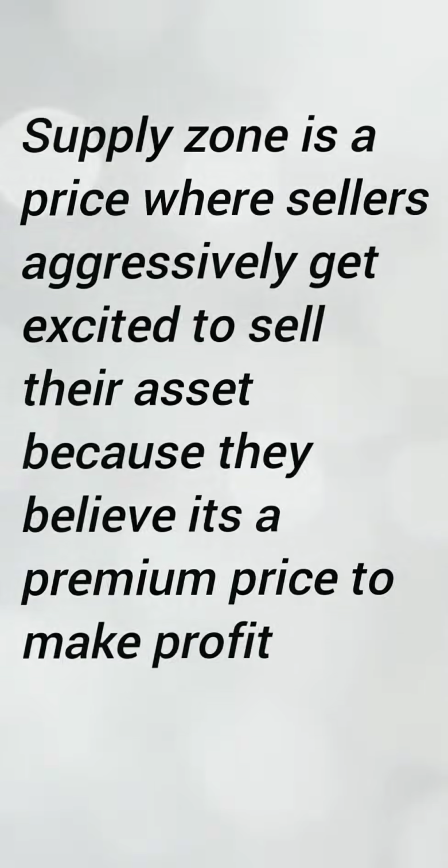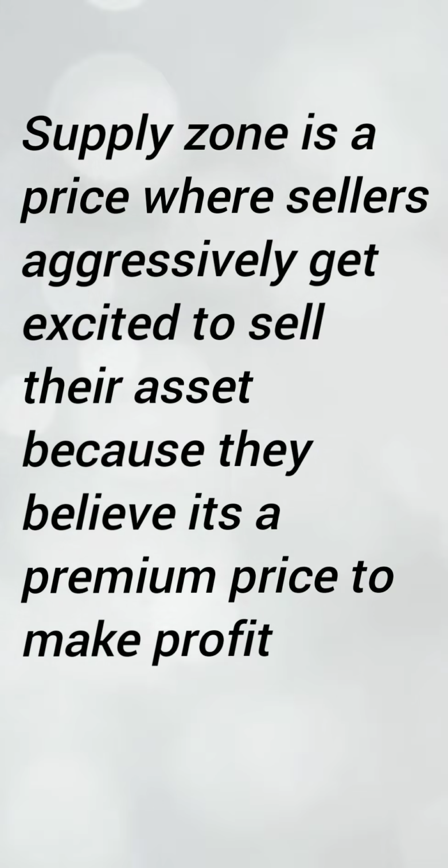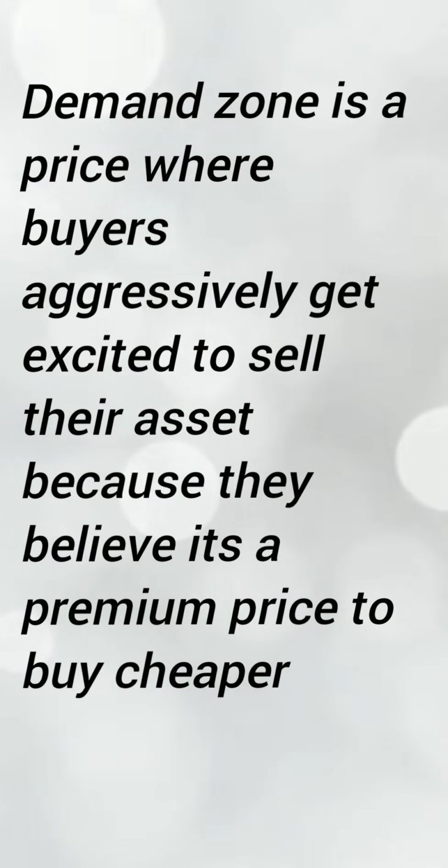A supply zone is a price where sellers aggressively get excited to sell their asset because they believe it's a premium price to sell it and get more profit. While a demand zone is a price where buyers aggressively get excited to buy their asset because they believe it is a premium price to buy at a cheaper price and sell expensive later.